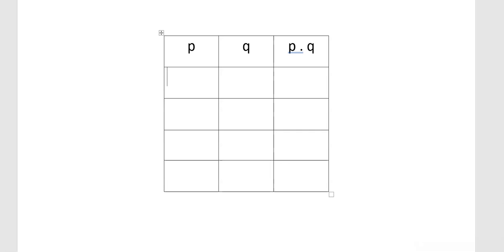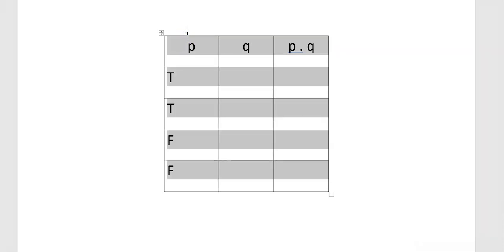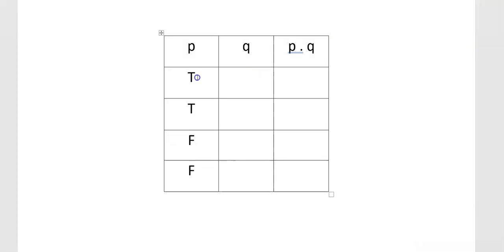So there are 2 statements. So we begin with 2 to the power n, where n is the number of simple statements. So 2 to the power 2, since we have two simple statements, equals 4. And whatever comes, 4 is divided by 2. That means 2. So we write 2T below P in the first column and 2F again below in the first column. So this way we draw the table. So the first column has 2T and 2F.